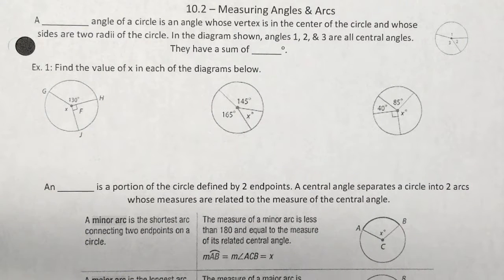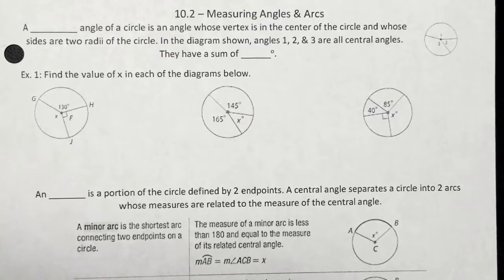Let's start talking about 10-2. So we're still talking about circles. Lesson 2 is talking about angles and arcs. So we're talking about angles of a circle and the arcs.